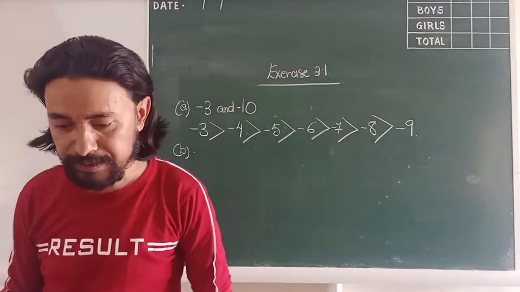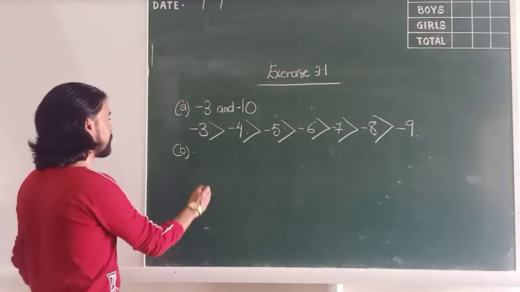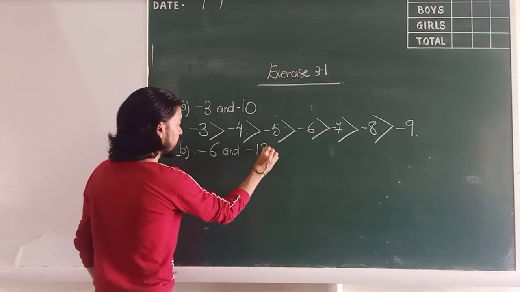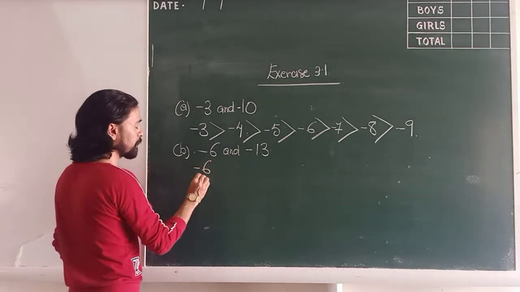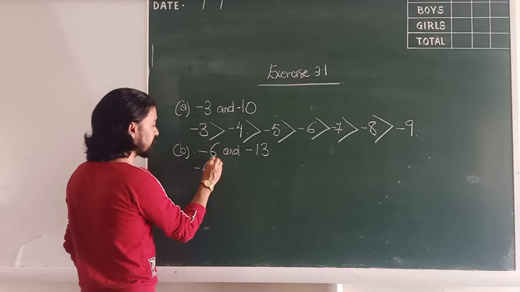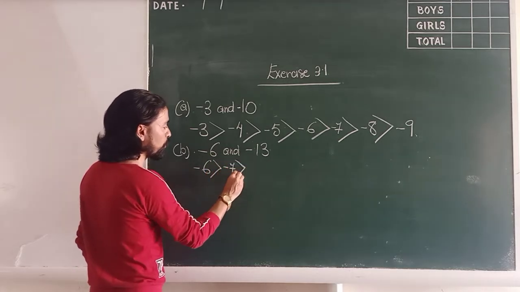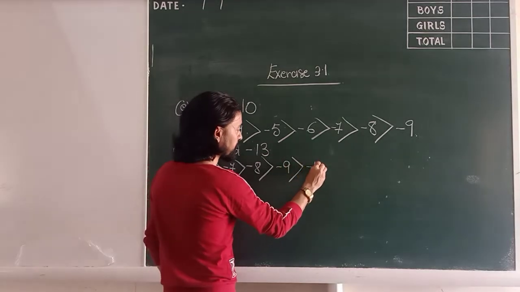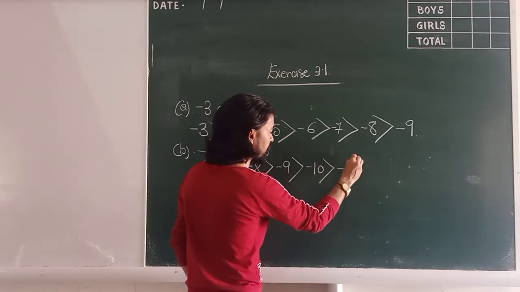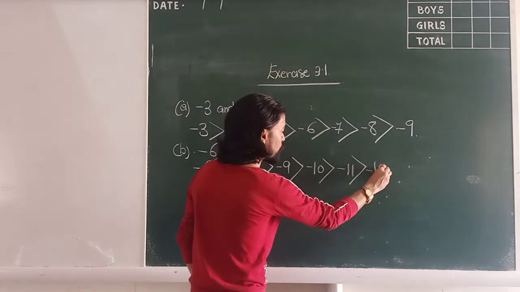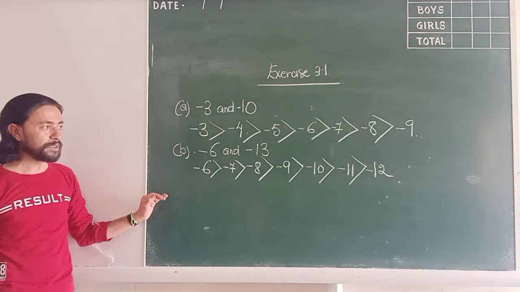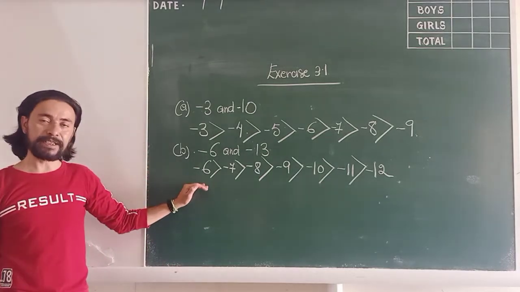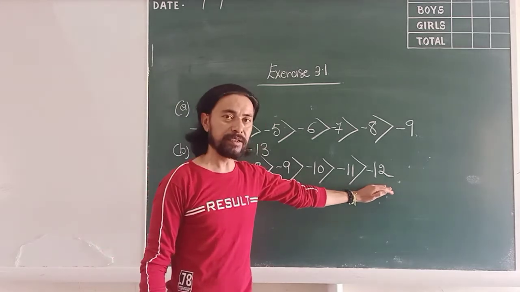Part B says -6 and -13. So I will start with -6. What is smaller than -6? -7. And so is -8, and then comes -9, and then comes -10, and then comes -11, and then comes -12. In this whole set of numbers, -6 being the greatest and -12 being the smallest.